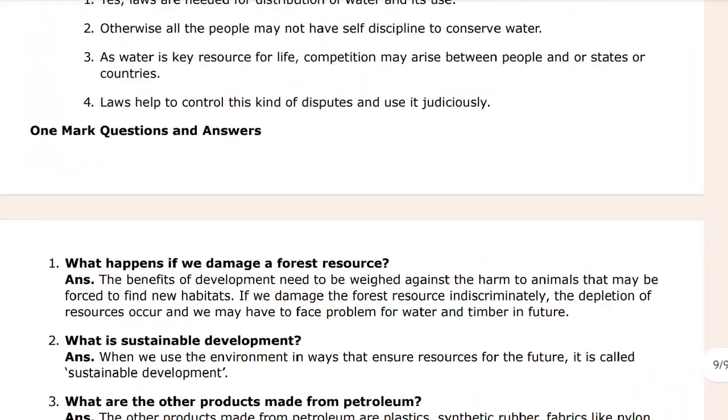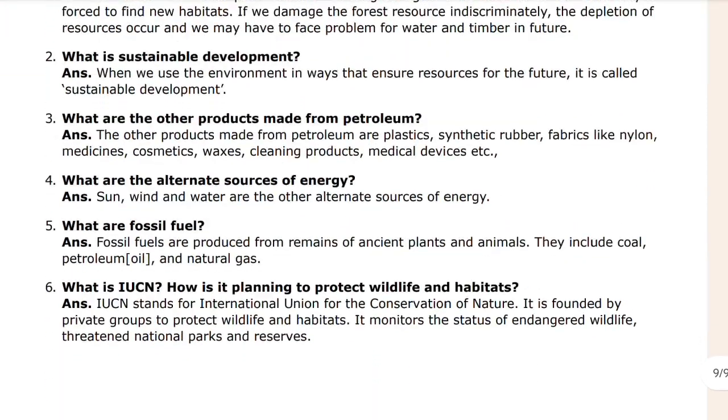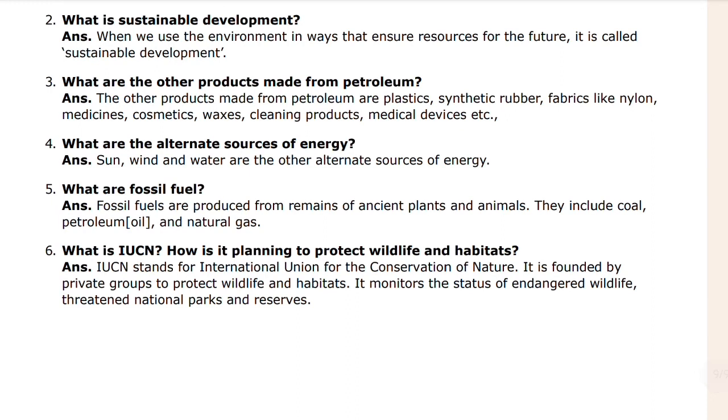Now after that, one more question is starting here. So let's see this. What happens if you damage your forest resources, and then what is sustainable development, and something else. Okay now, so actually this is still here only.